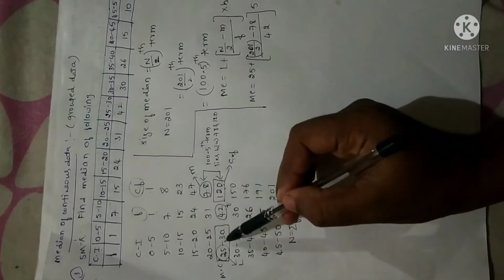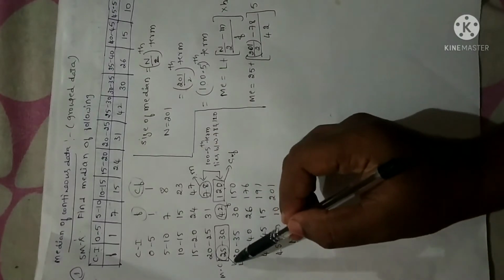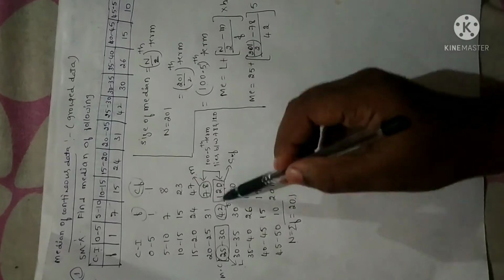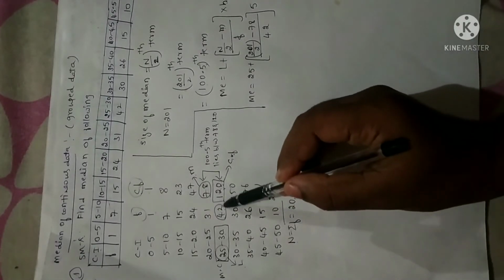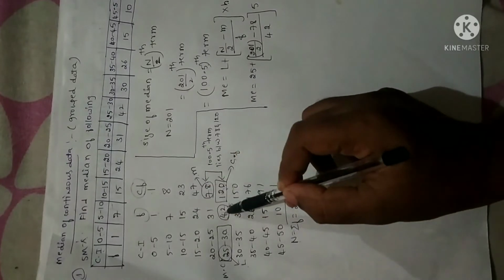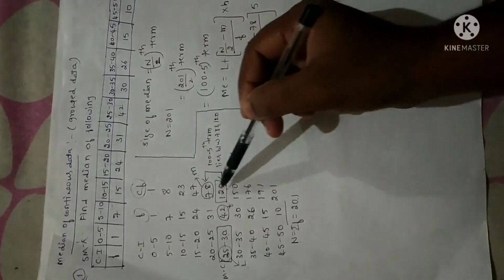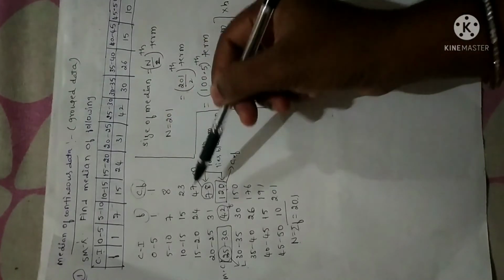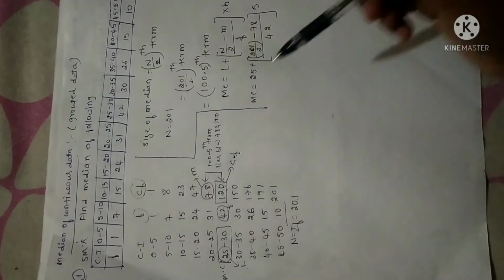The corresponding class interval is called the median class, in which the lower value will be L. Now f is the frequency corresponding to that cumulative frequency. Whatever the cumulative frequency is, the corresponding frequency will be f. Now m is the preceding value in the cumulative frequency column, so the preceding value will be 78. And h is the difference between these two.